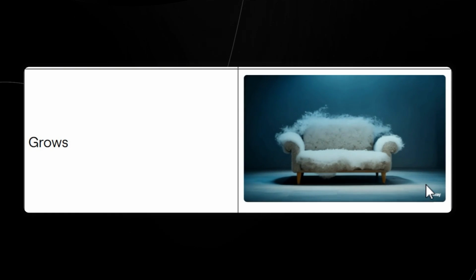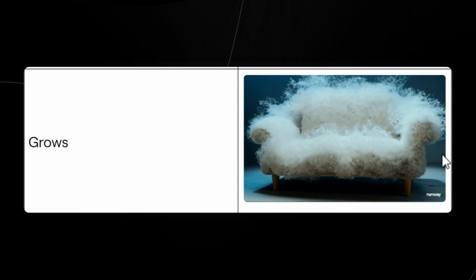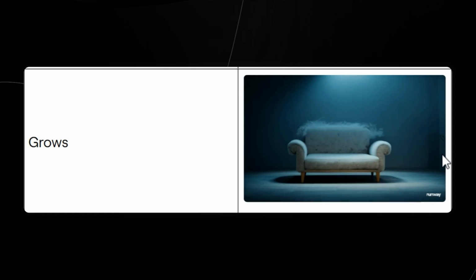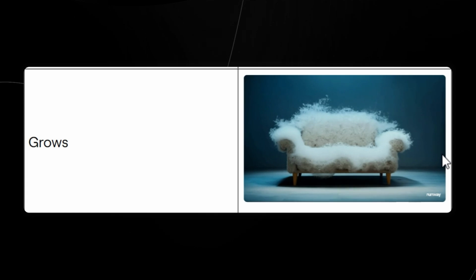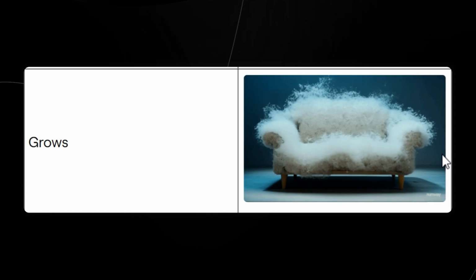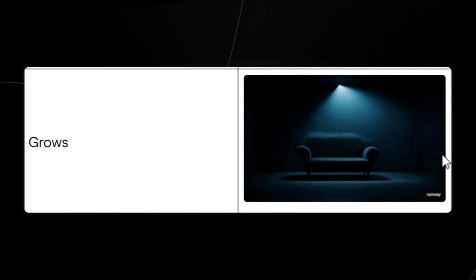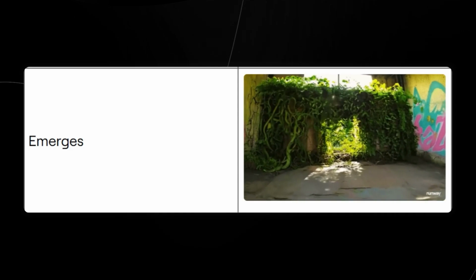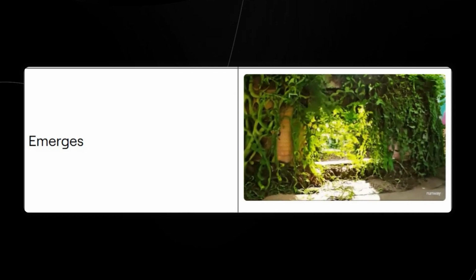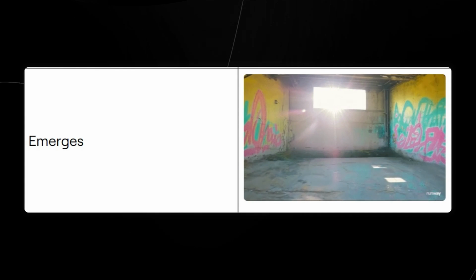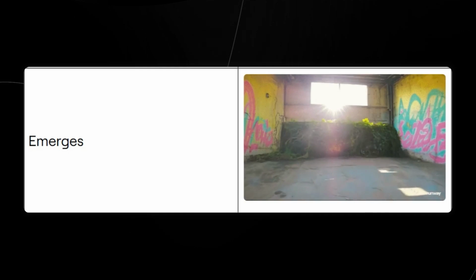Now let's look at how movement types can actually change things. Grows is where the subject expands inside, symbolizing growth or increasing importance. This is useful for visualizing ideas, growth, and emphasis. Here we have emerges. The subject gradually appears from the background, suggesting revelation or discovery. This is useful for introducing new elements, surprise reveals, and discovery themes.